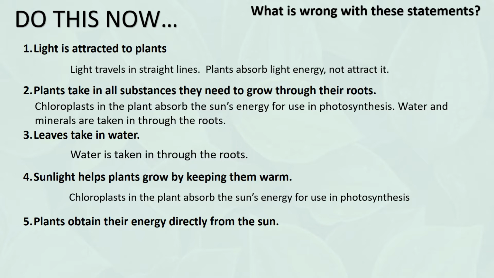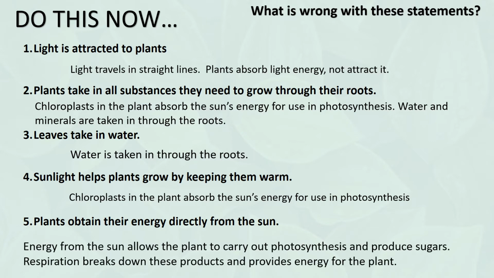Number 5, plants obtain their energy directly from the sun. Energy from the sun allows the plant to carry out photosynthesis, which makes glucose, but actually plants, just like us, will respire, and it's respiration that gives them the energy. So plants photosynthesize to make the food, the glucose. Respiration is where they get their energy from.